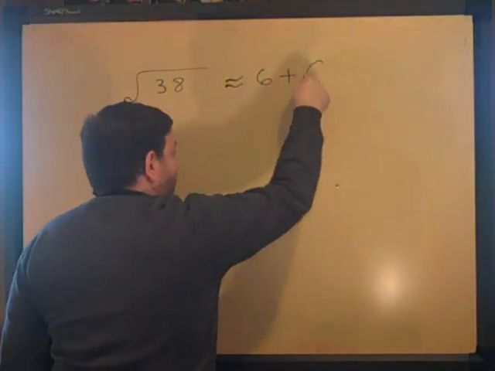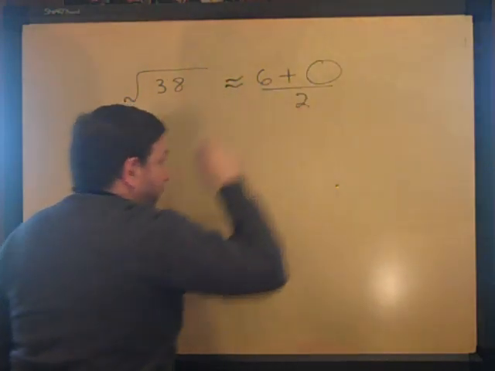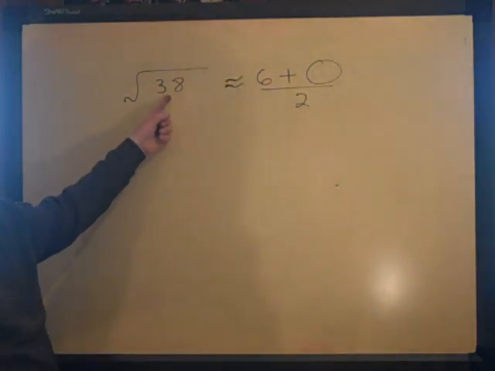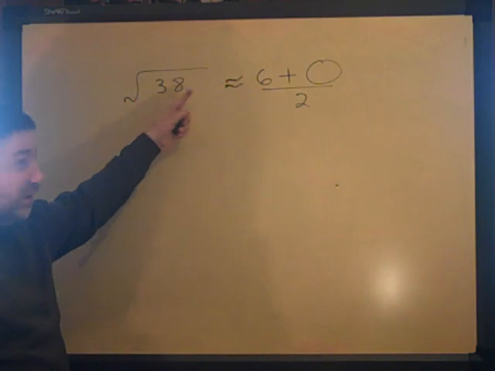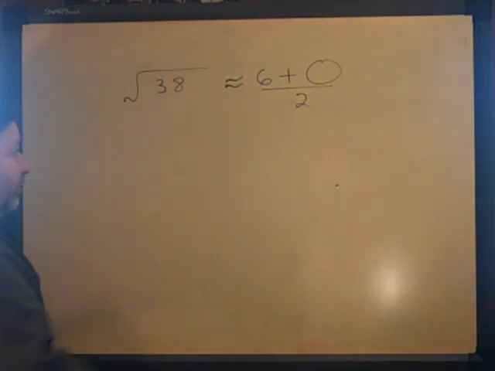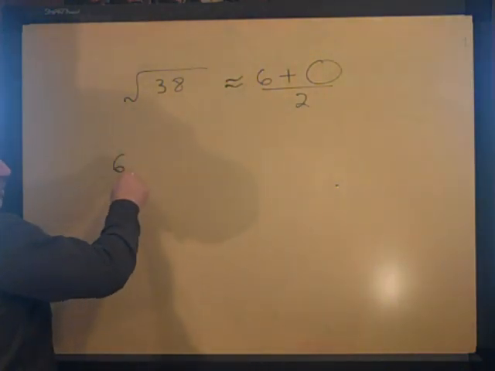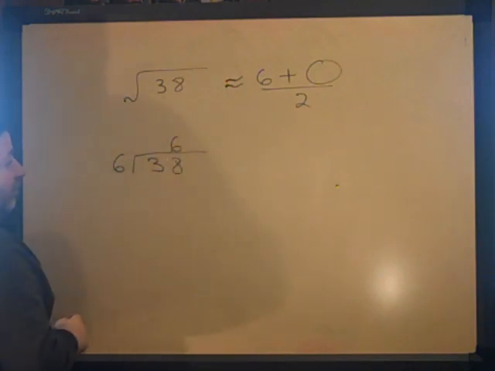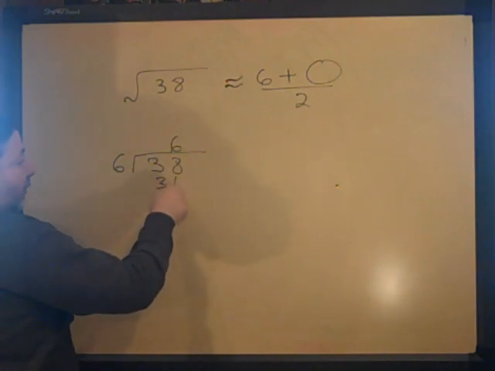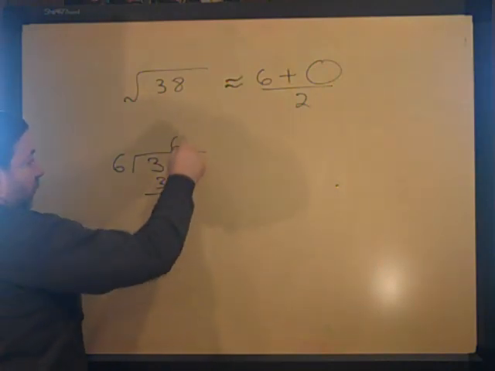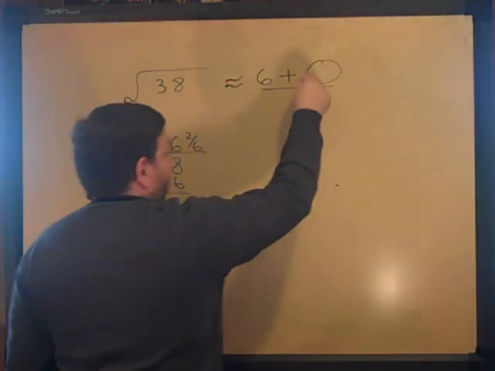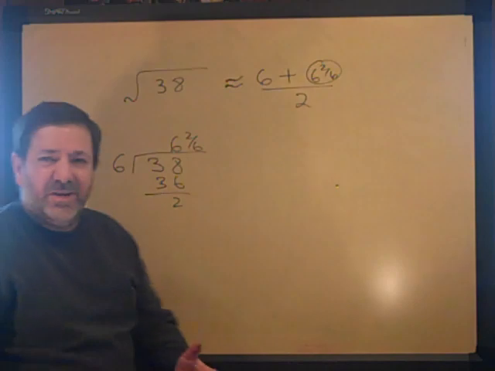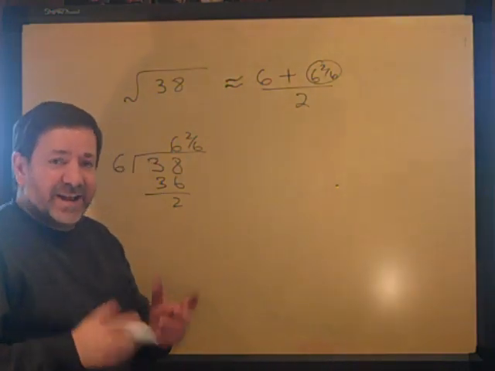I'm going to write down another number, and then I'm going to take the average of those two numbers. The closest number to 38 that I know the square root of is 36. Now I take that number 6, and I do long division into 38. It goes 6, and 2 left over. So 6 and 2/6. And I add these two numbers and I divide by 2. Well, that's the average.